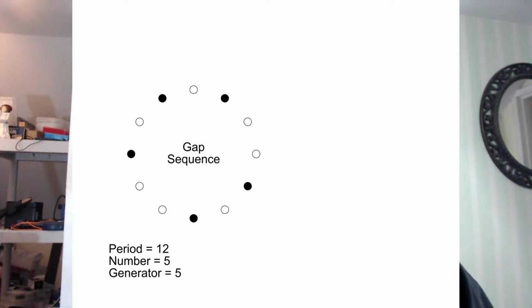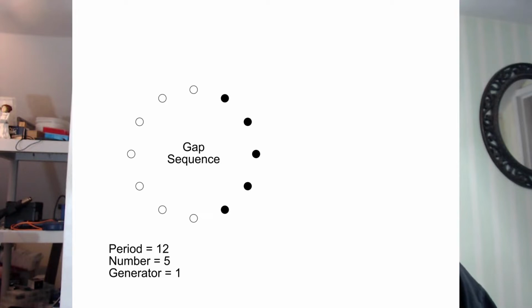Okay, so we've put 5 triggers down out of 12 by starting at 1 o'clock and then by going 5 steps at a time clockwise around and around until we get all 5 down there. And that's our gap sequence with a period of 12, number of triggers 5, and generator 5. Okay, we could use a different generator.